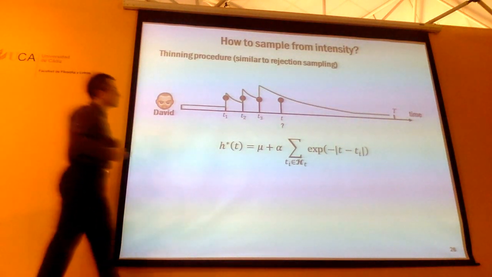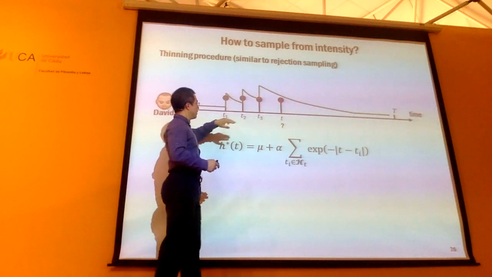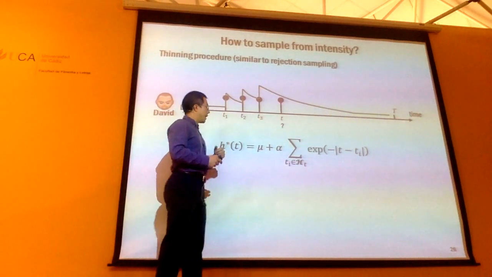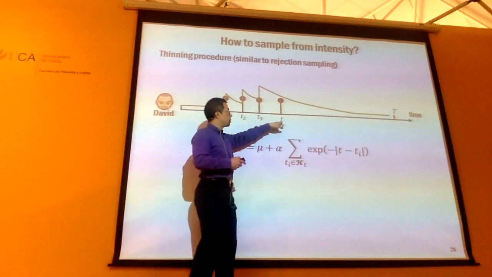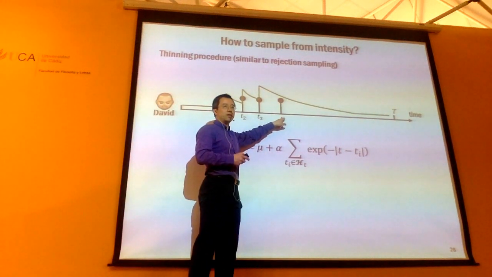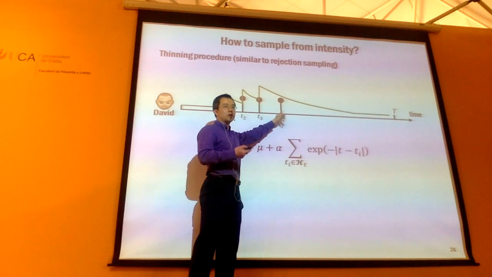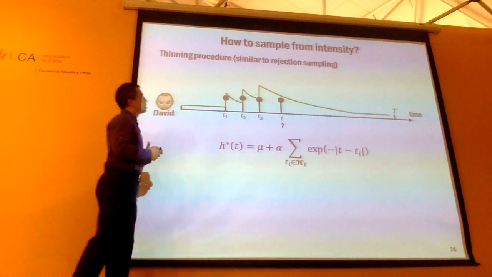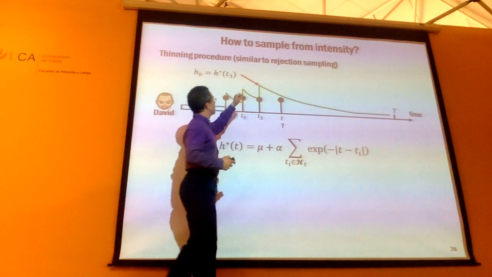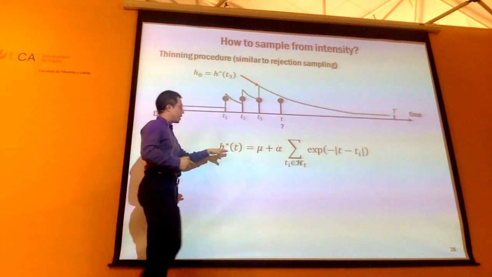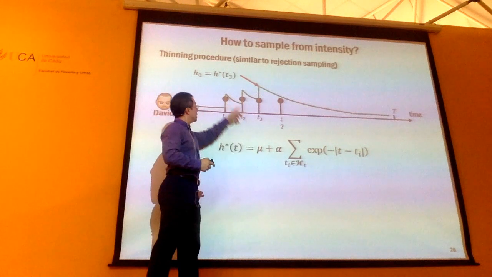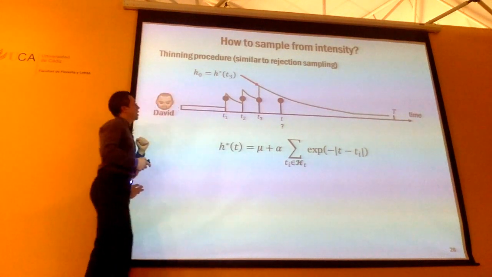The way you do it is, suppose we already have historical events T1, T2, T3, and then the form of this intensity is going to be like this. You want to sample a particular time point or event in the future, right? How are you going to do it? So you're going to compute something called H0 here. You take all this history, plug it into the formula, and evaluate h star at T3.